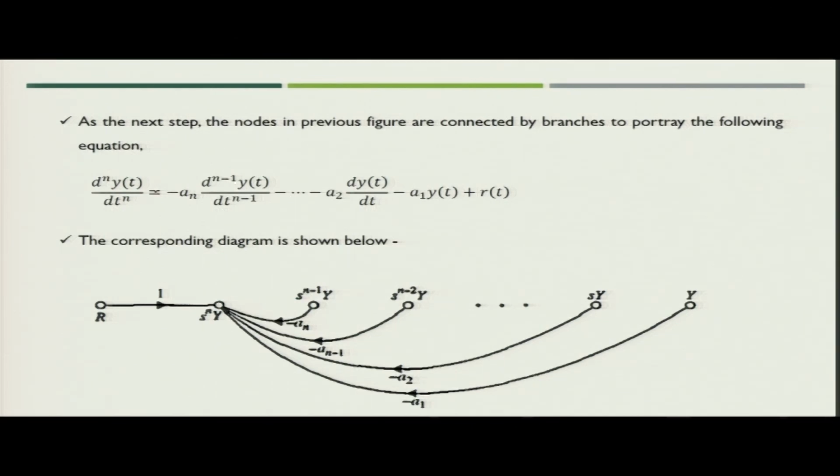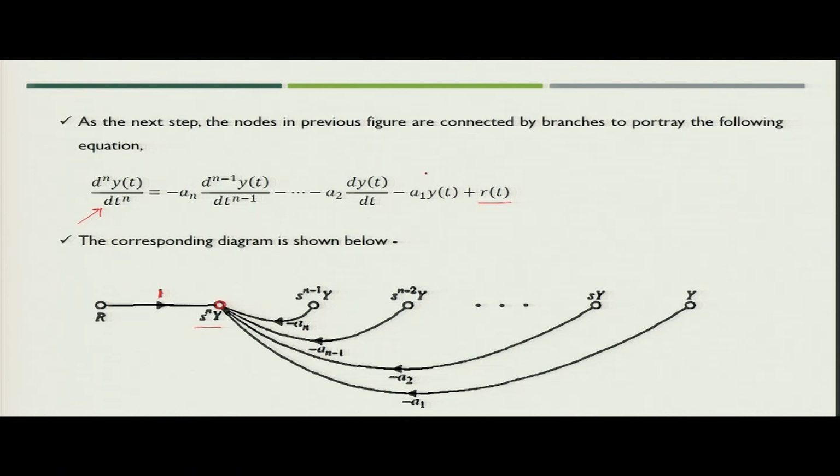If you see the equation which we have just rearranged, we can see the connections. This particular node, s to the power n Y, represents the component d^n y by dt^n. That means this will be the summation of all other components. r(t) does not have any coefficient there, so you will connect R with s to the power n Y with only unit gain.